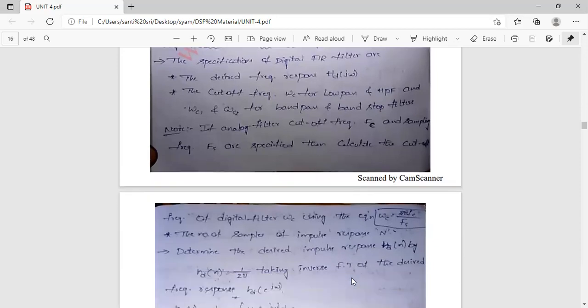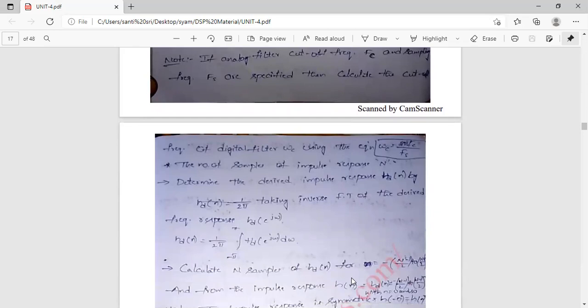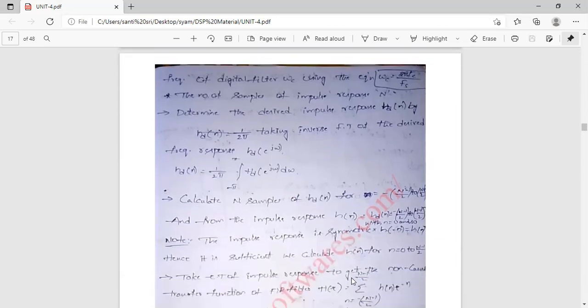Determine the desired impulse response Hd of n by taking the inverse Fourier transform of the desired frequency response Hd of e power j omega. So Hd of n is equal to 1 by 2 pi integral from minus pi to pi of Hd of e power j omega e power j omega n d omega. So calculate N samples of Hd of n for n equal to minus (N minus 1) by 2 to plus (N minus 1) by 2.